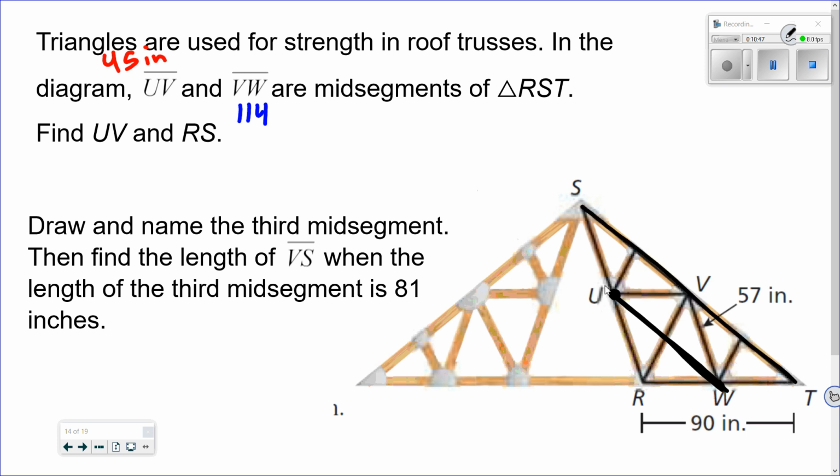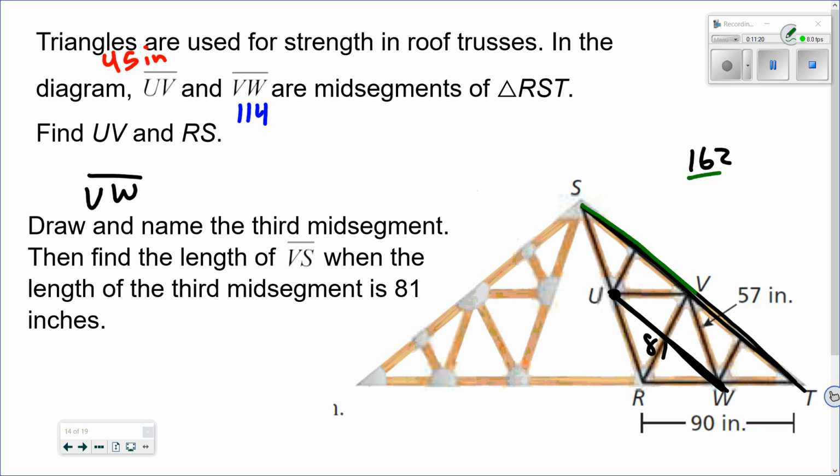By the way, it says draw and name it. That mid-segment we just name this way, right? Segment UW, right there. It says find the length of VS when the length of the third mid-segment is 81. So we know this length over here is 81. This entire thing, ST, would have to be double that. So if I double that, the whole thing would have to be 162. But it only wants VS, so it only wants that part right there.